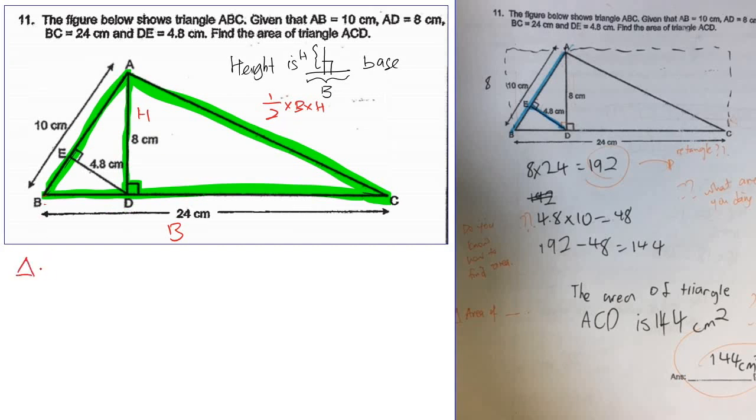So if I were to find the area, it's for the whole area of triangle ABC. So I put here: area of triangle ABC equals half times base times height, which equals half times base 24 times height 8, and it will give me 96.